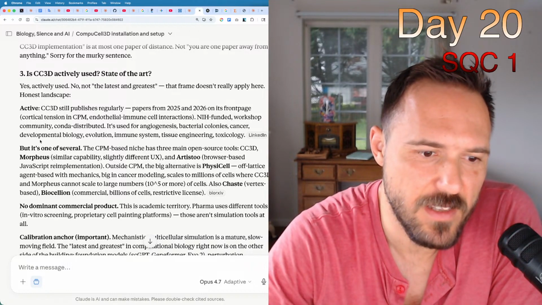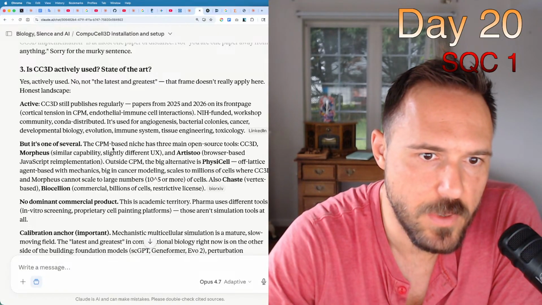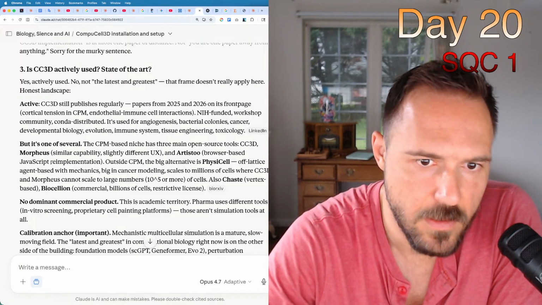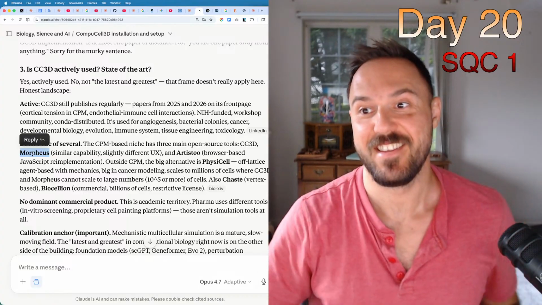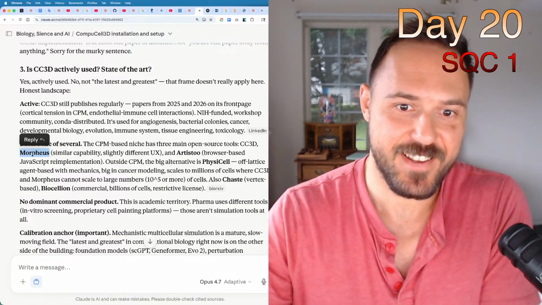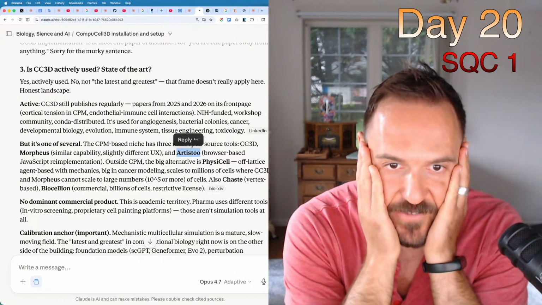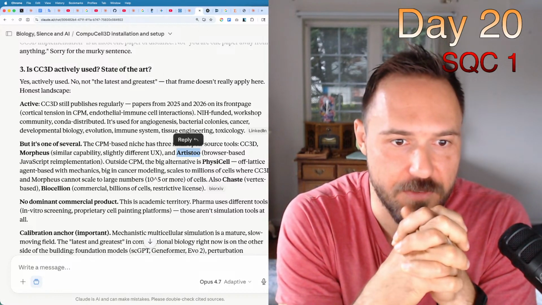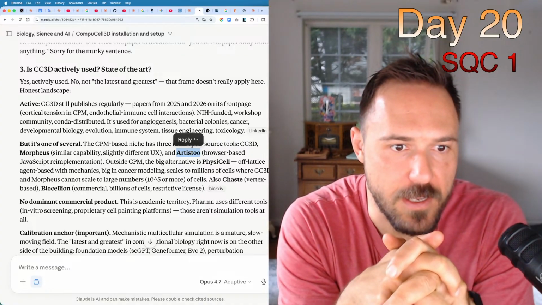So now I need to understand, but it's one of several. The CPM-based niche has 3 main open source tools: CC3D, Morpheus. That's a good name. That's how you name your simulation. Morpheus. Artisto. Oh my god, this is the startup I was part of. Teamwork of a slightly different UX, and Artisto, a browser-based JavaScript re-implementation.